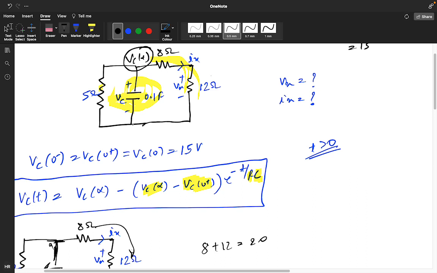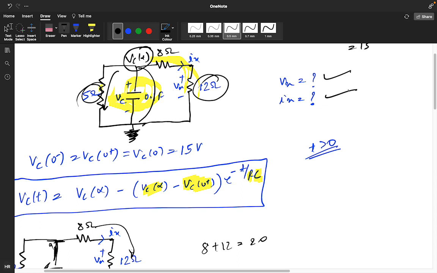If I use nodal analysis, if I make this the ground, and I want to find the current from this branch, we can find it: Vc minus 0 divided by 5. If I want to find the current from this other branch, we can find it: Vc minus 0 divided by 20. And if you know the current, multiply it with this 12 ohm, you will get it. Otherwise you can use the voltage divider rule. It is connected to the parallel branch, so the whole voltage is distributed between this resistor and this resistor. By the voltage divider rule, multiply Vc(t) into 12 divided by 12 plus 8, 20. You will get your Vx value and Ix value.